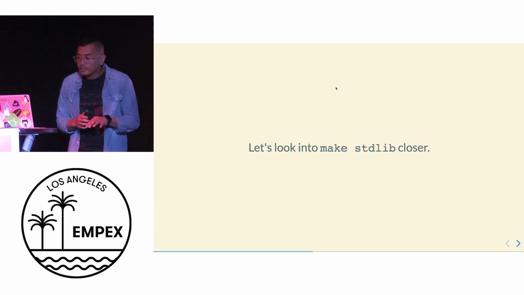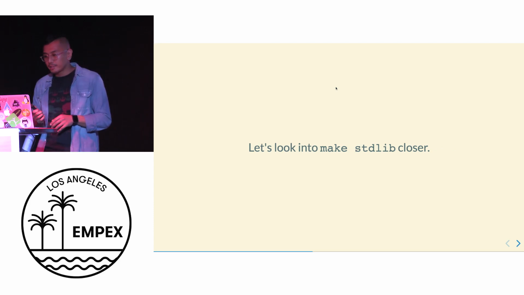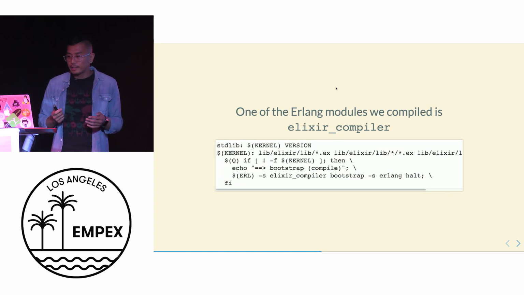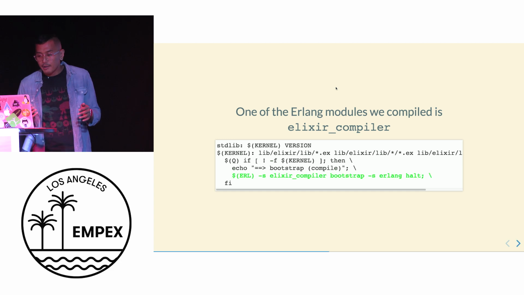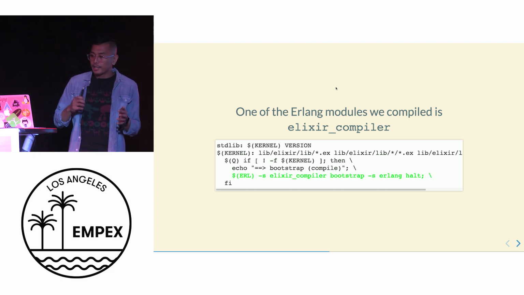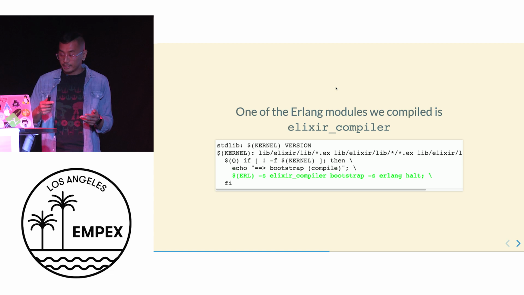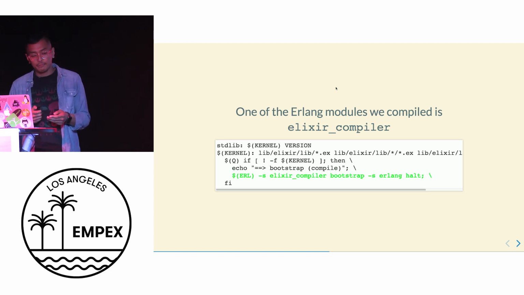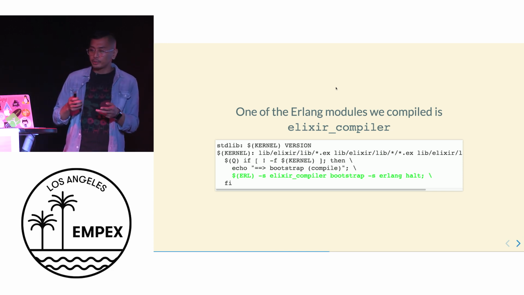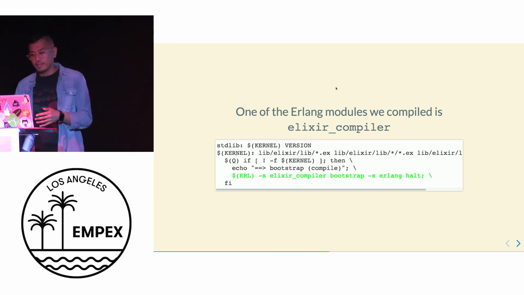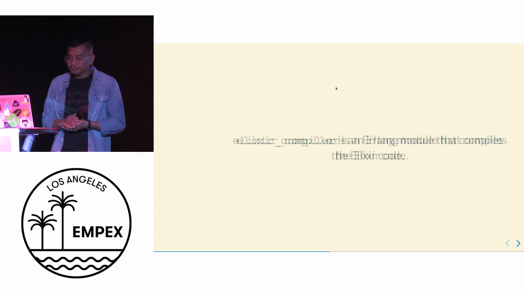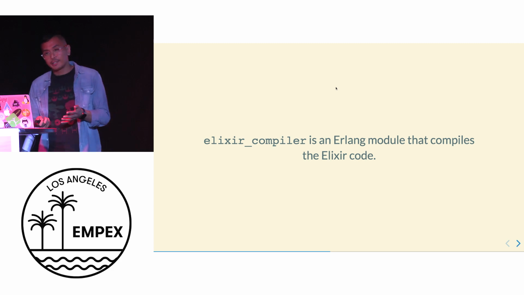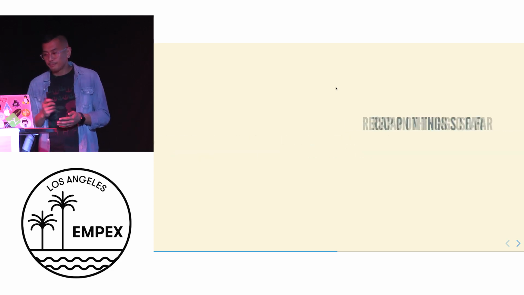So just to look into what make stdlib does a little bit closer, one of the Erlang modules that we compiled was Elixir compiler, and it does this little thing, Elixir compiler bootstrap. If you look in that file, it lists out all of the other Elixir files to write. Basically it takes all of your Elixir code, writes it down to Beam bytecode, and now it's available. So Elixir compiler, an Erlang module, compiles Elixir to Beam code.